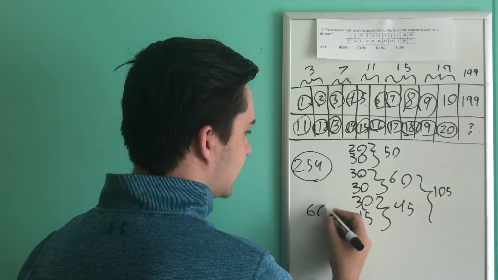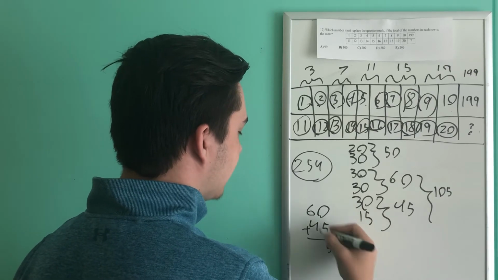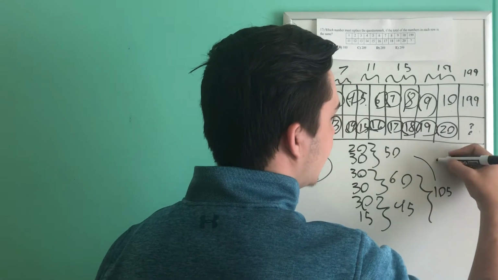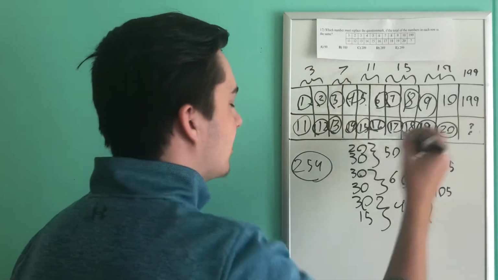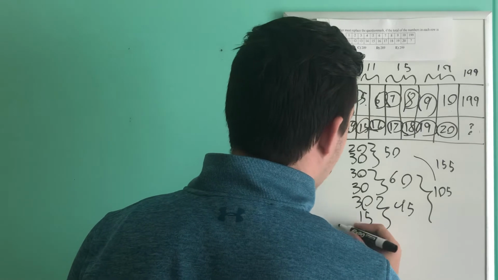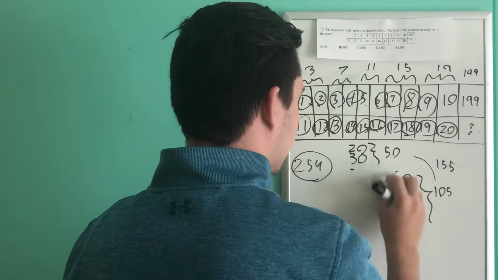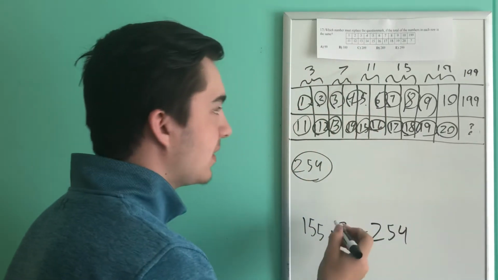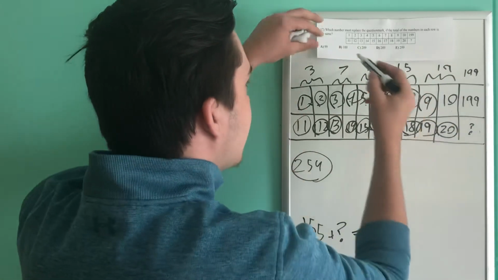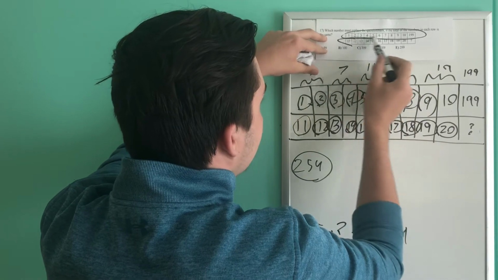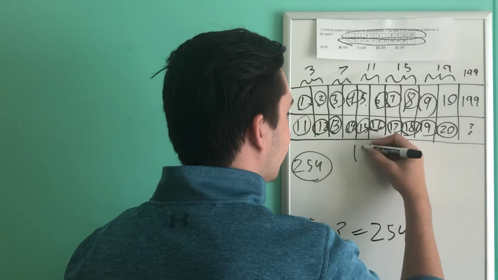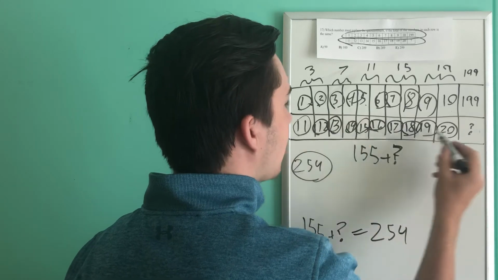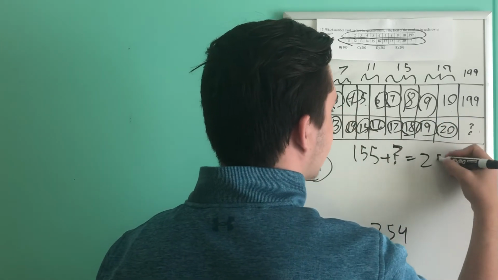I'll just do it for you guys here. 60 and 45. 5. That's a 10. 105. And then 50 plus 105 is 155. So now, 155 plus the question mark is going to be equal to 254, right? We know that because it says in the question, the sum of each row is the same. And these are the rows. That's one row, that's the other, right? So we know 155, which is the sum of these numbers, plus the question mark, which is the sum of this whole row, is equal to the sum of this whole row, which is 254.